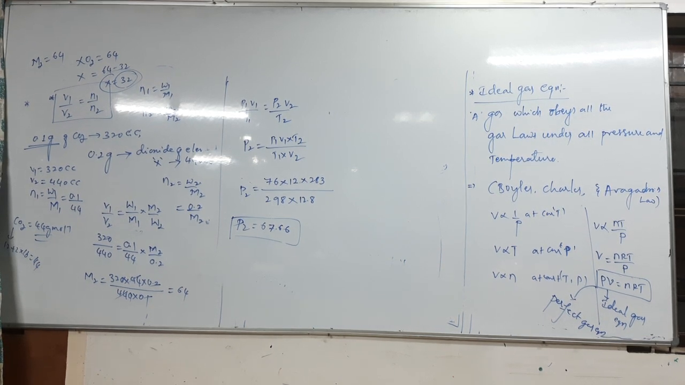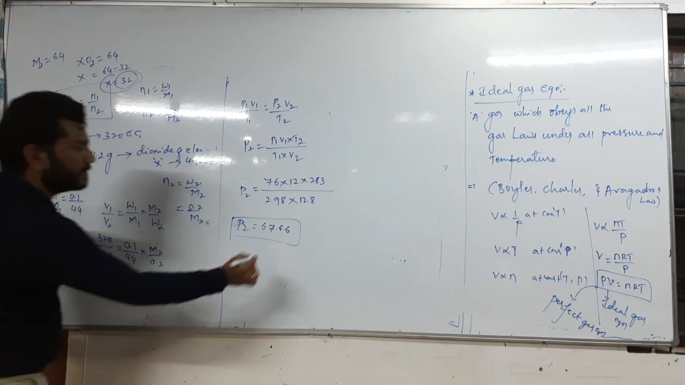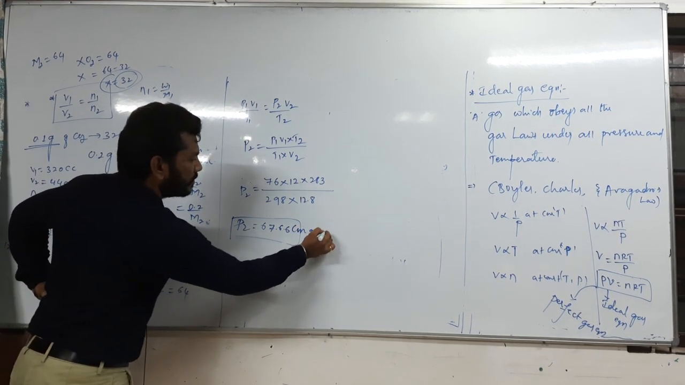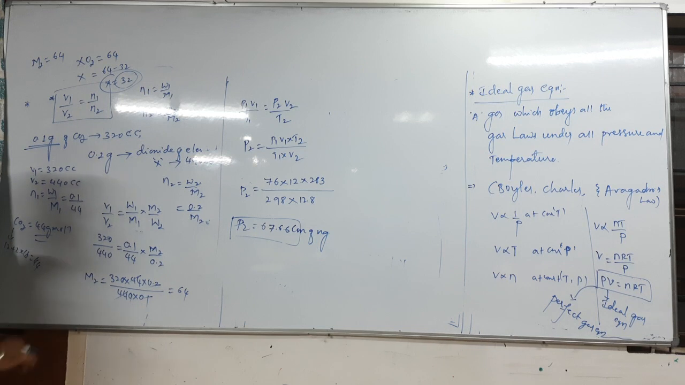So P2 will be here 67.66 centimeter of mercury. Finally, you saw the pressure. So the last problem is this.